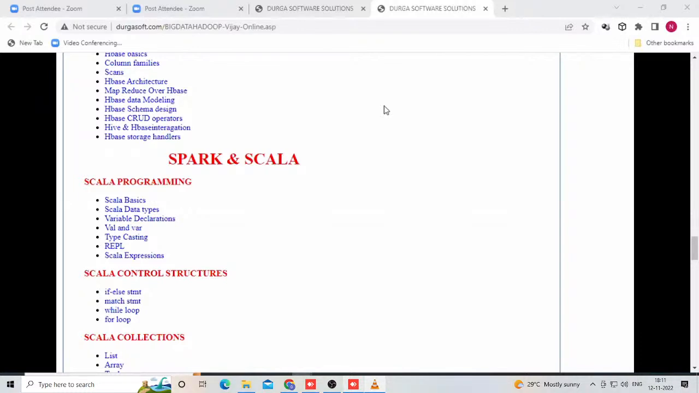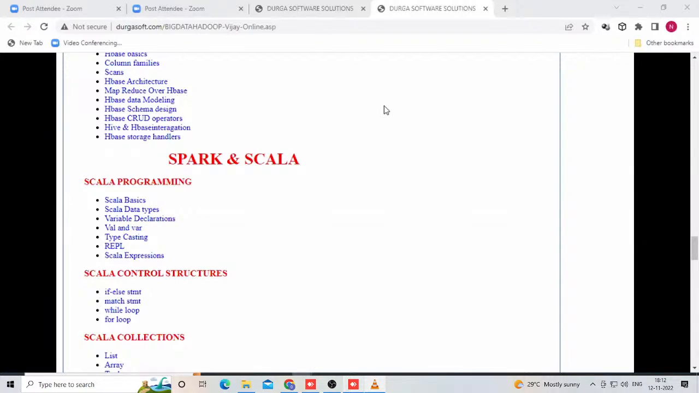Everything we'll be discussing in brief. We'll be spending more time on this course, nearly 70, 75 hours. In those 75 hours, I'll be spending mostly 45 hours on Spark and Scala. So here we'll be discussing totally about this.